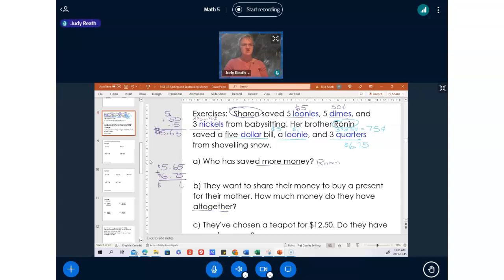5 plus 5 is 10. 6 plus 7 is 13. Make sure we put that decimal down there. Sometimes people do it before they even start adding, just so you don't forget it. That's not a bad idea. 6 plus 5 is 11, plus 1 more is 12. So altogether they would have $12.30.